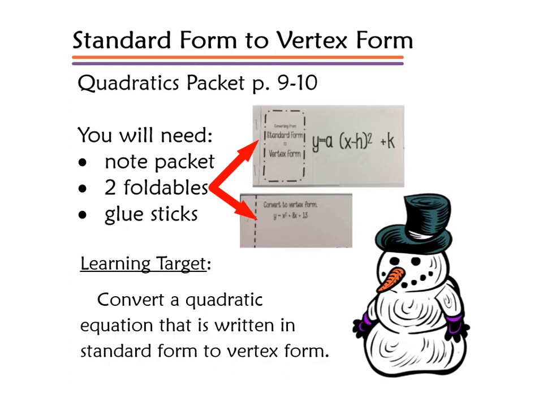Today we're going to learn how to translate something from standard form to vertex form. And so you will need your quadratics note packet. You will need to get to page 9 and 10. And there's two foldables today that you need, and you can see what those look like here, pointing to the red arrows. And you're also going to need a glue stick to glue those in.